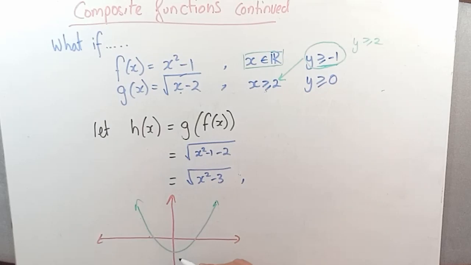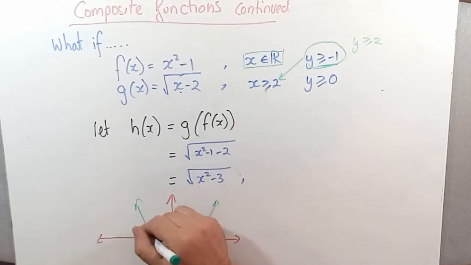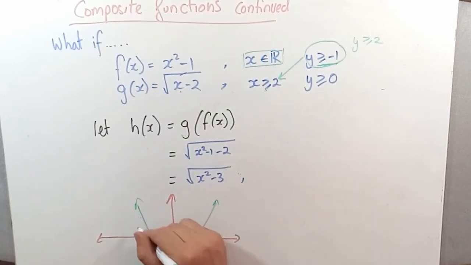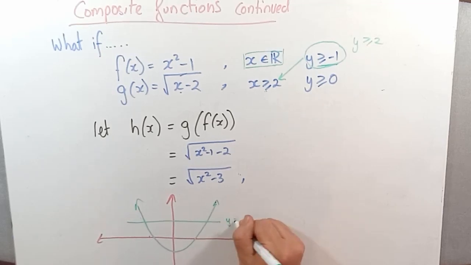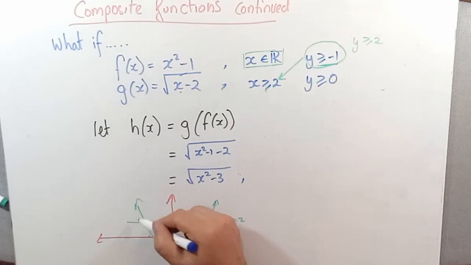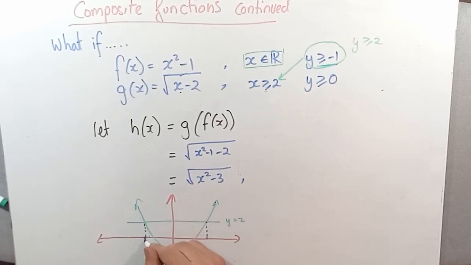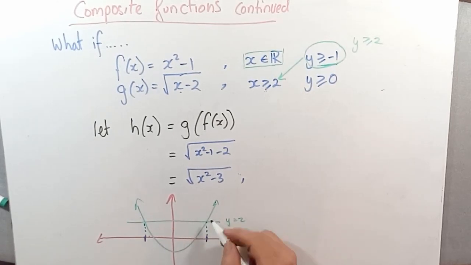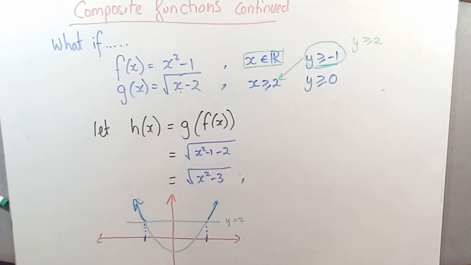And I look at the range from -1 to infinity. Now I want the range to be greater than or equal to 2. So if I draw that, there's my y equals 2 line. I want it to be above that. I only want to get these values. So I've got to work out what x values are going to give me these numbers, the ones that are greater than 2.